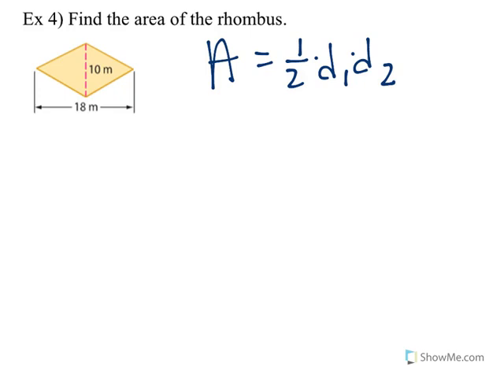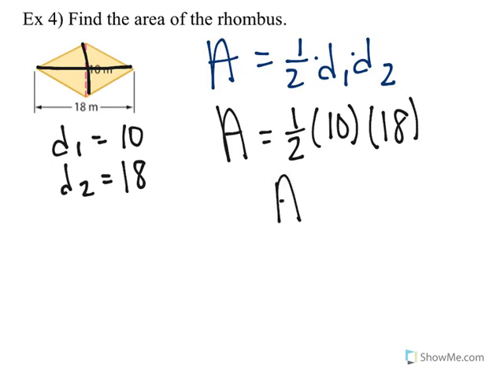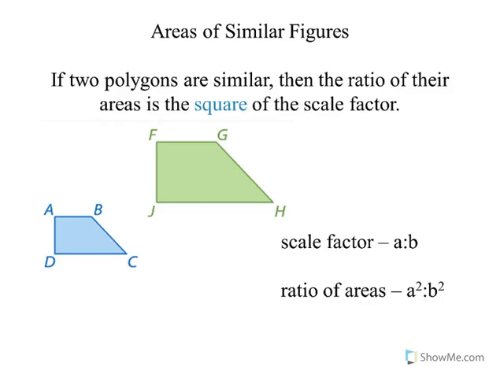My one diagonal in this case is going across. That length they tell me is 18. My other is 10. So d1 is 10, d2 is 18. You're going to multiply them, so it does not matter which one you call d1 and which one you call d2. So my area would just be 1/2 times 10 times 18. So 1/2 of 180 is just 90 meters squared. And get used to using labels. Okay, and that is your last area.